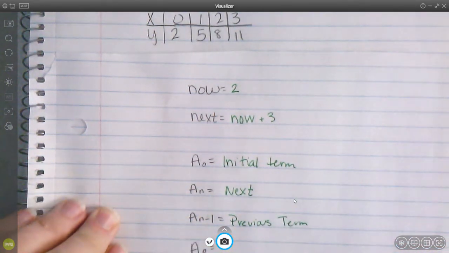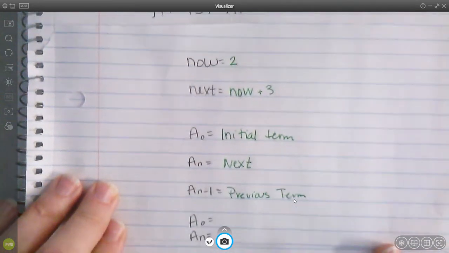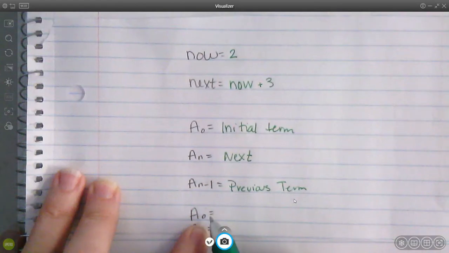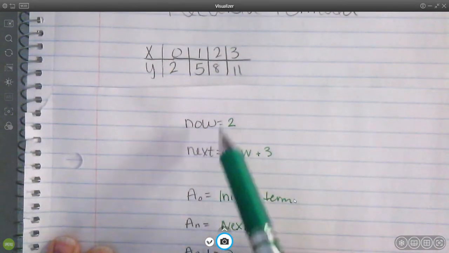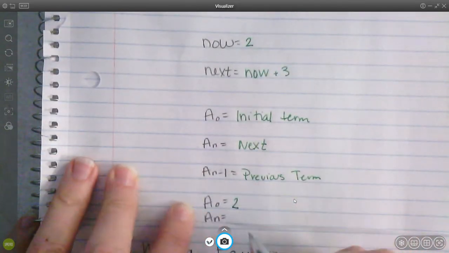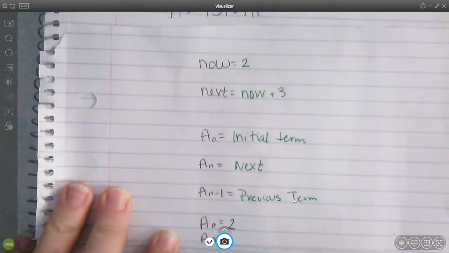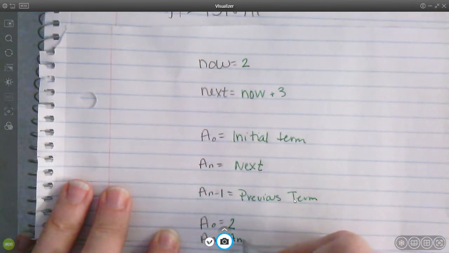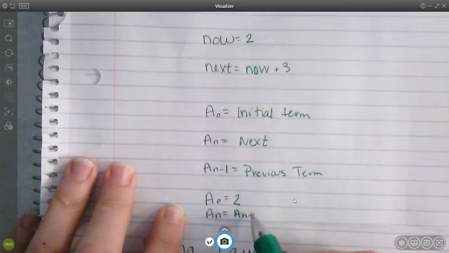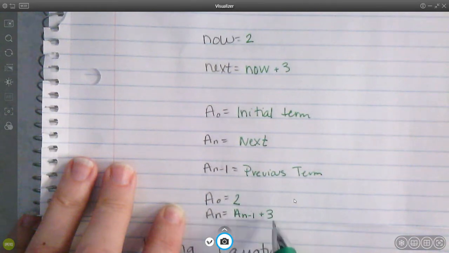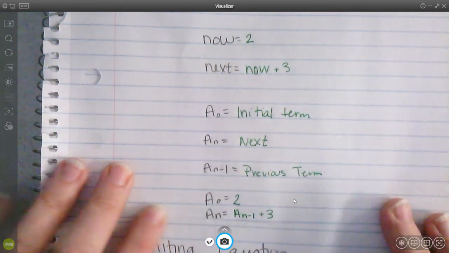So if we actually want to write our recursive formula, a sub 0 was our initial term. Our initial term in this table is the same as when your x is 0, so it's going to be 2. And for a sub n, instead of saying now plus 3, we just write a sub n minus 1, which means previous term, and then plus 3. So this is how you write a recursive formula.